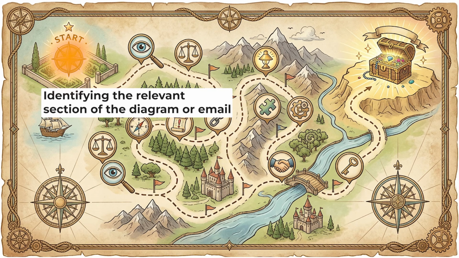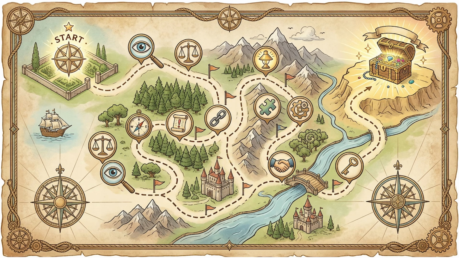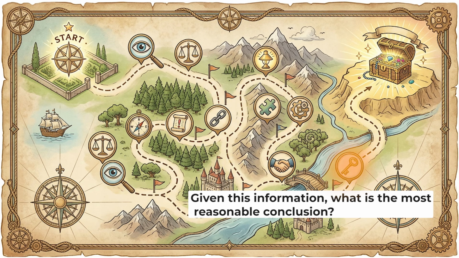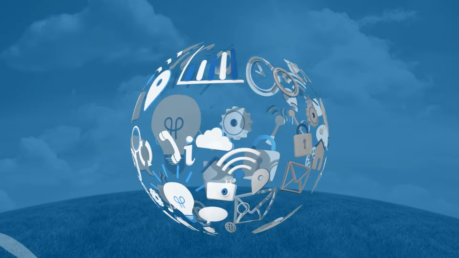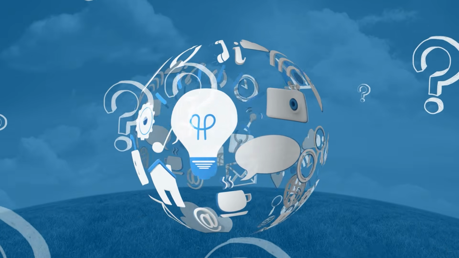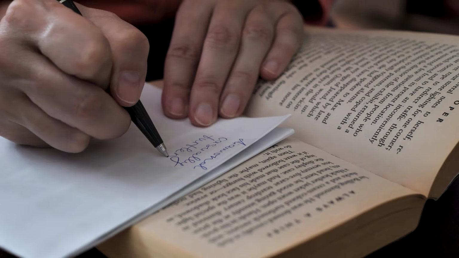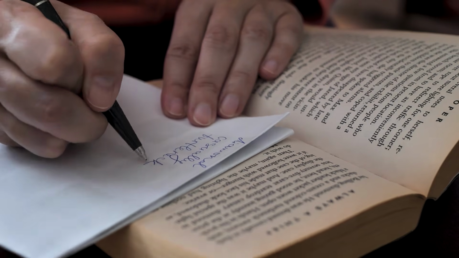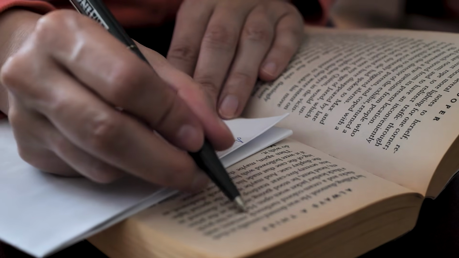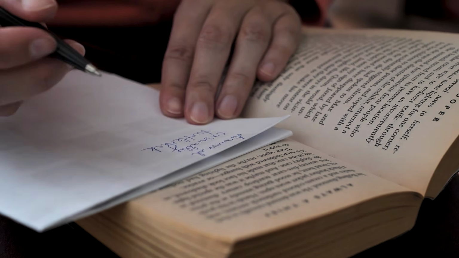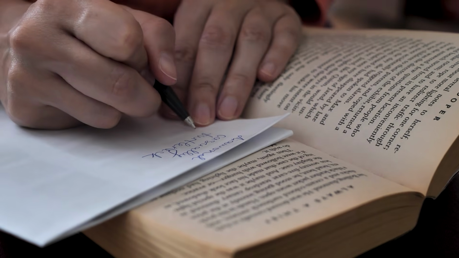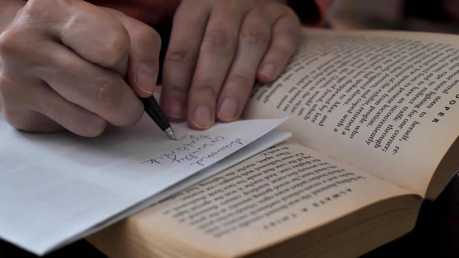Start by identifying the relevant section of the diagram or email. Read it carefully and then ask yourself this question. Given this information, what is the most reasonable conclusion? A common mistake is to choose an answer that sounds reasonable based on general knowledge or personal experience, rather than what the texts actually support. Always go back to the text. If you can't point to a specific detail that supports your answer, it's probably not the right choice.